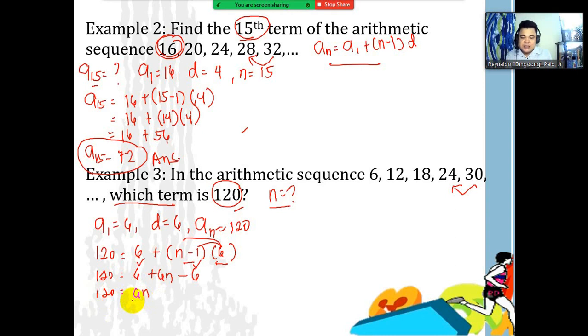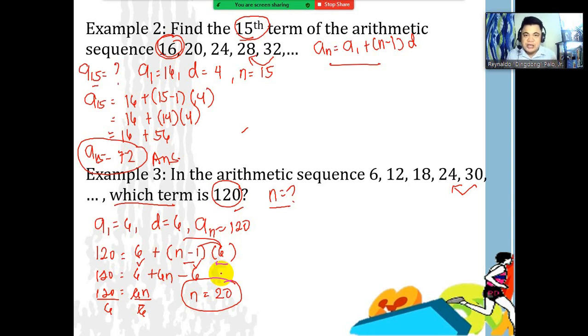Then to isolate n or solve for n, we have to divide both sides by 6. So therefore, n is 120 divided by 6, which is 20. So the position of 120 is the 20th term of the sequence 6, 12, 18, 24, 30, and so forth. It's the 20th term of the sequence. So that's the process that we need to follow in solving for the unknown term.